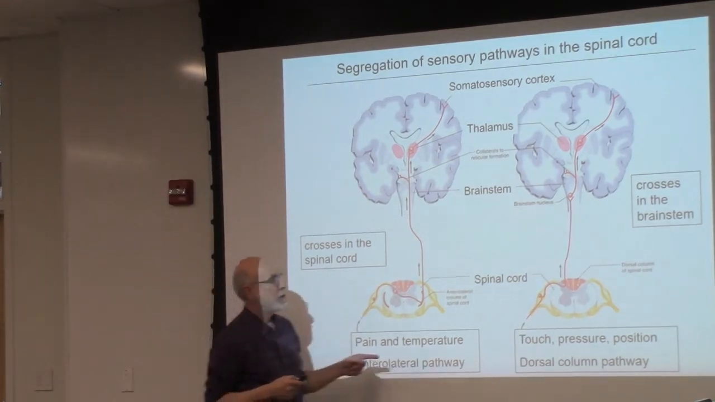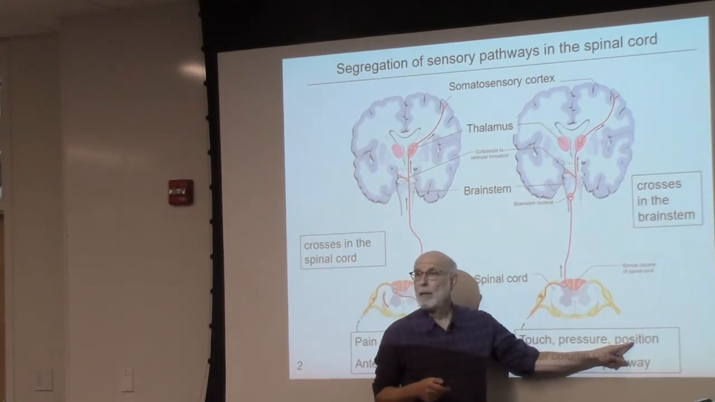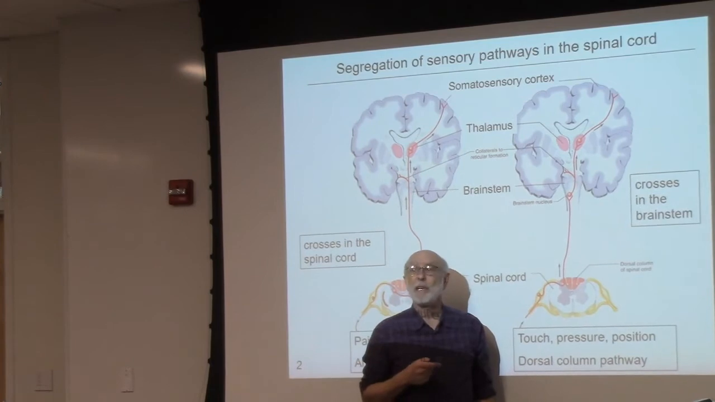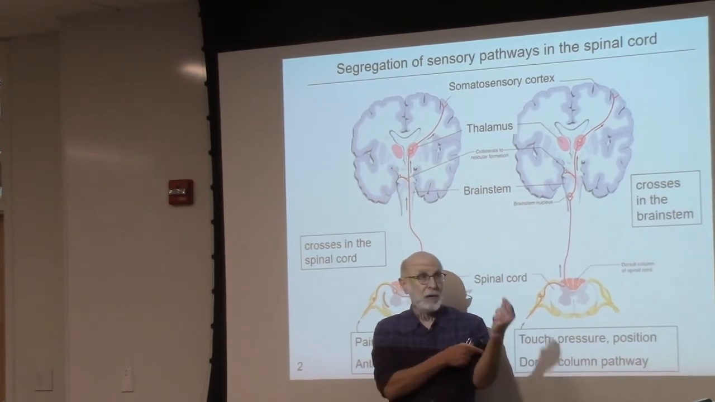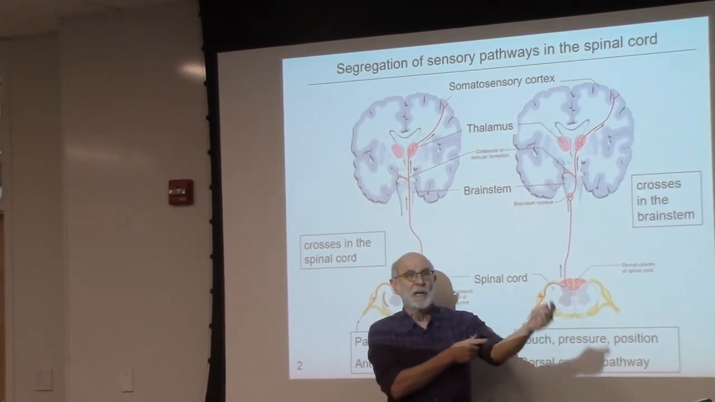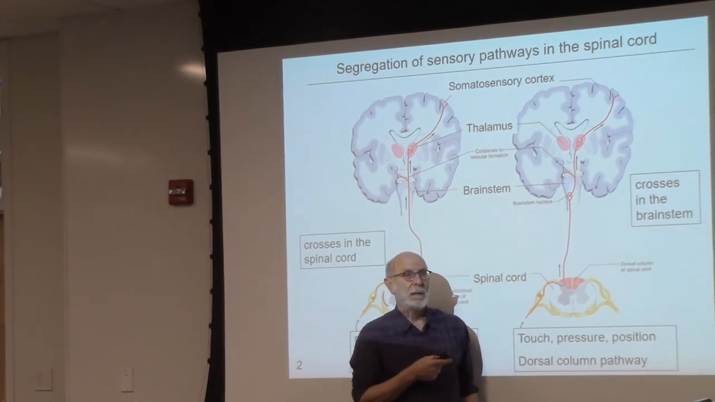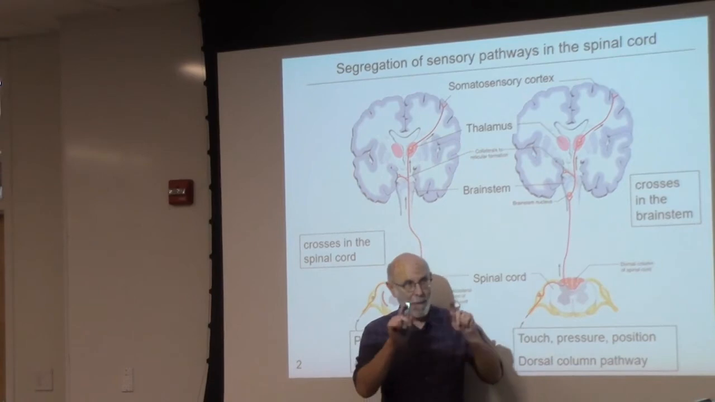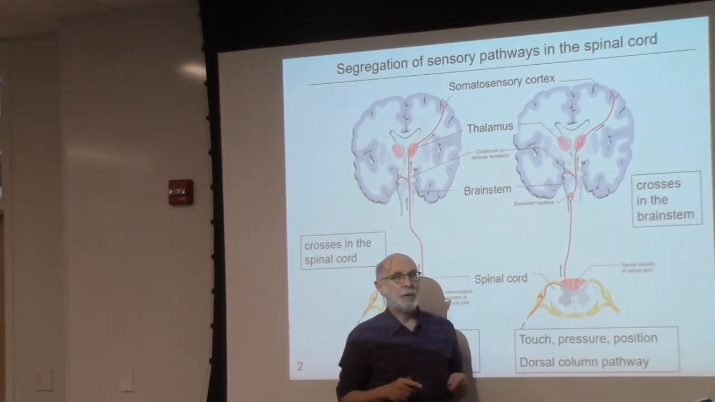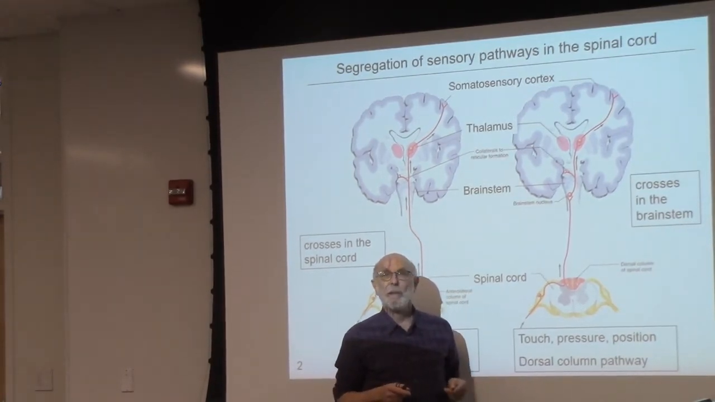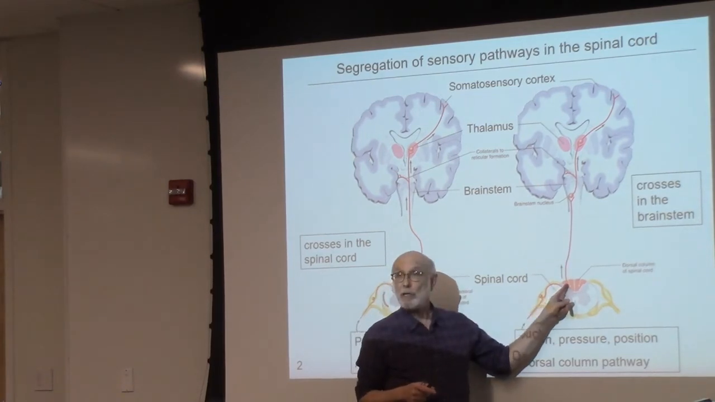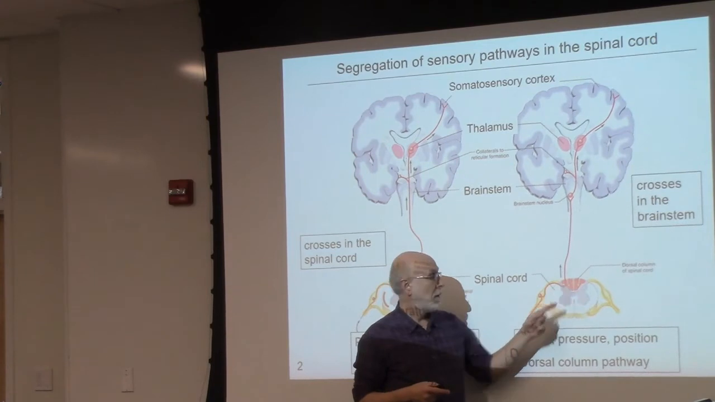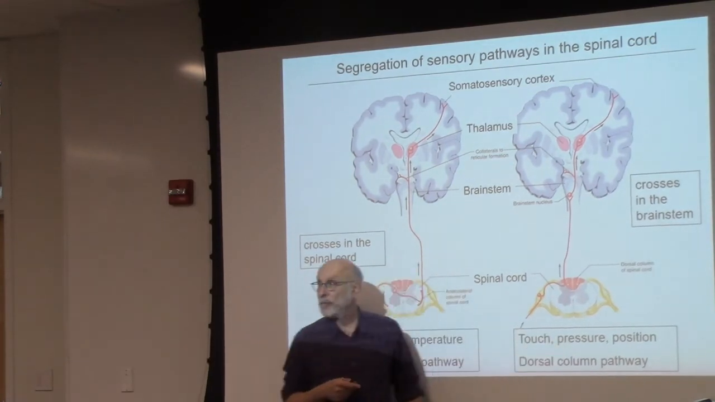Proprioception, position sense. The sensory organs are in the muscle spindles, so they are sensing muscle stretch and tension. And some of that, I'm emphasizing, some of that proprioception information from the muscle spindles goes up the ipsilateral dorsal column along with touch and pressure information.